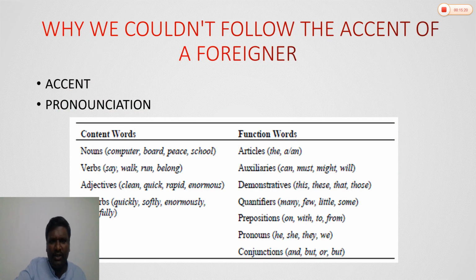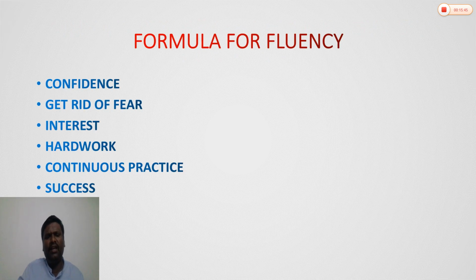The next one, I already told you this. In pronunciation, there is a very interesting one. I have known this after a very long time. We divide words into two types: content words and function words. Content words we stress, but we do not stress function words. This is a very rudimentary thing we all have to know in English grammar. Then the formula for fluency. This is my own formula.